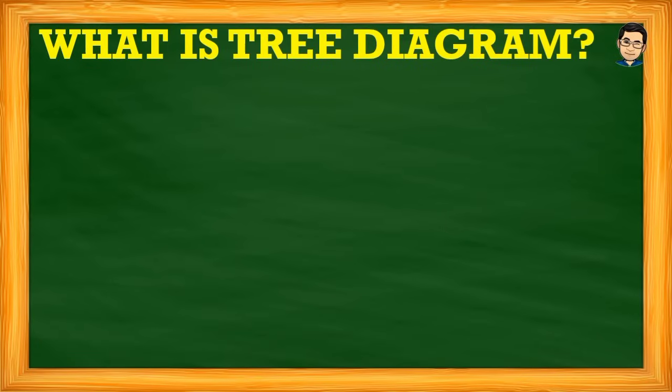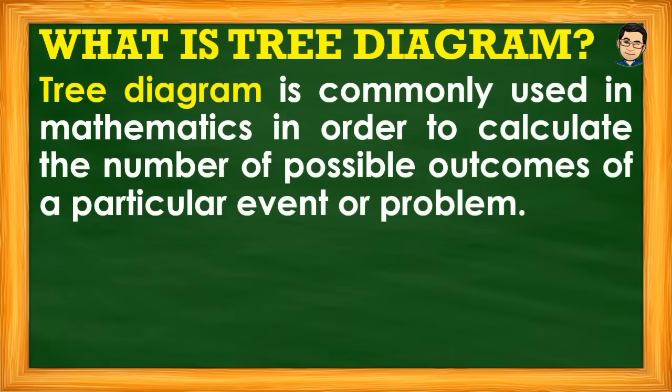Next, after natin sa fundamental counting principle, we'll have tree diagram. So kahit nag-iba na po yung method ng ating pag-illustrate ng permutation of objects, we will still use fundamental counting principle for counter-checking of our answers. So when we say tree diagram, this is commonly used in mathematics in order to calculate the number of possible outcomes of a particular event or problem.